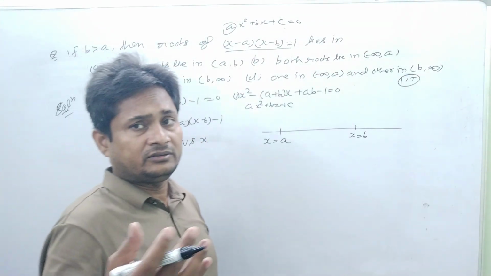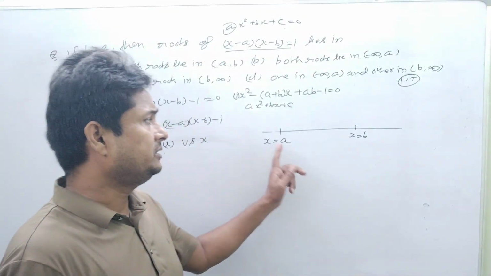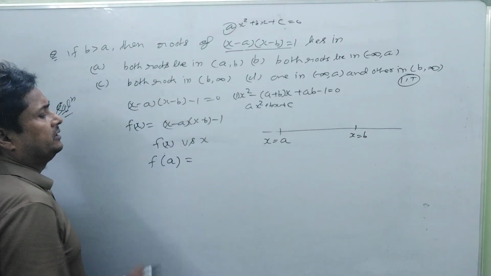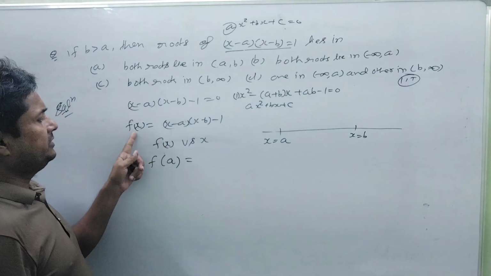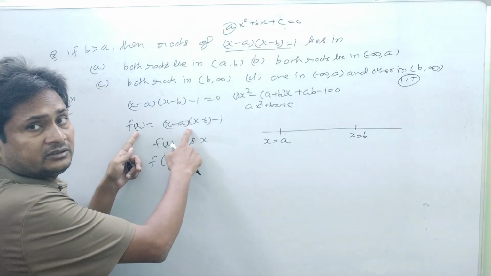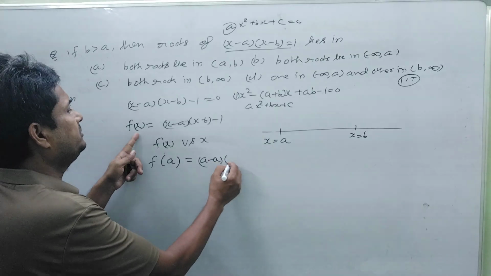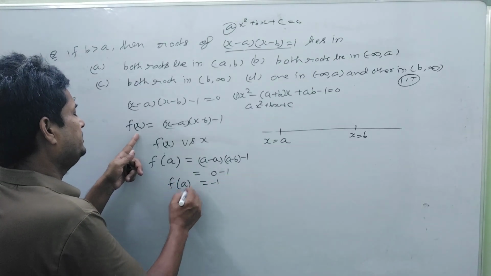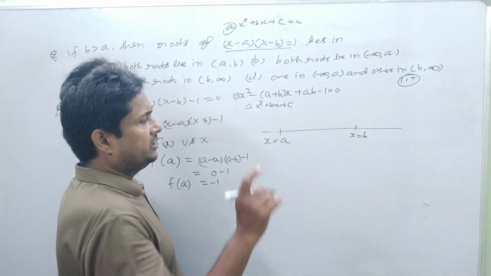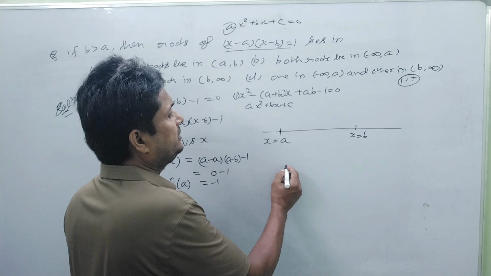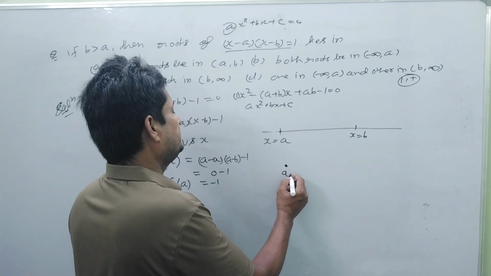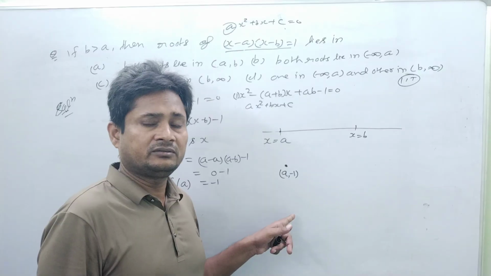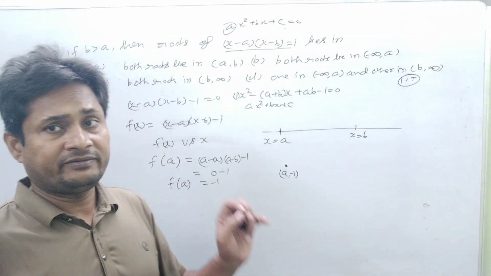Now check some values with respect to a and b. First find f(a). Substitute x equal to a, you will get (a minus a)(a minus b) minus 1. That means 0 minus 1, which is minus 1. So f(a) is equal to minus 1. This is the coordinate (a, minus 1). At x equal to a, f(x) is giving a negative value, and a times f(x) is giving a negative value.